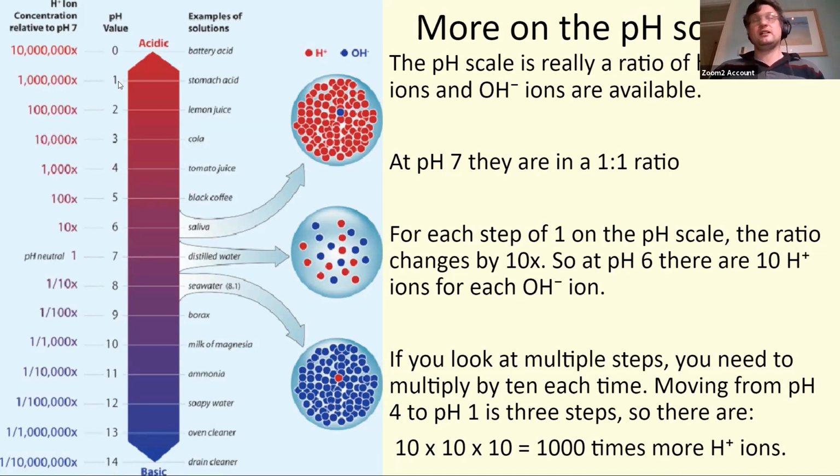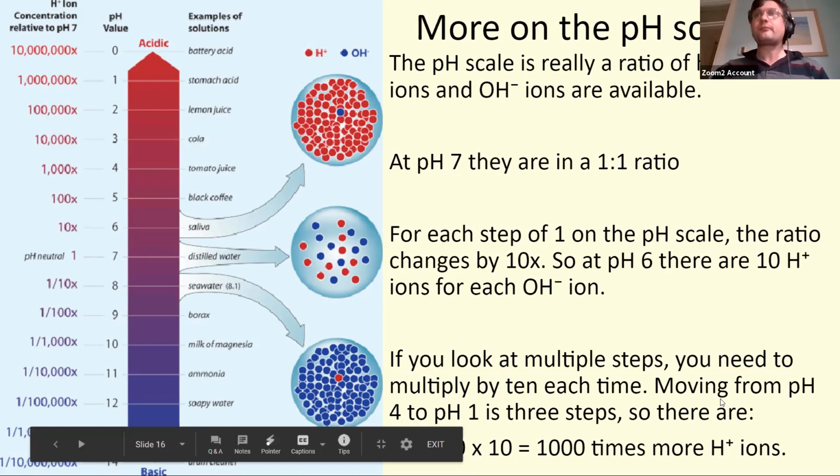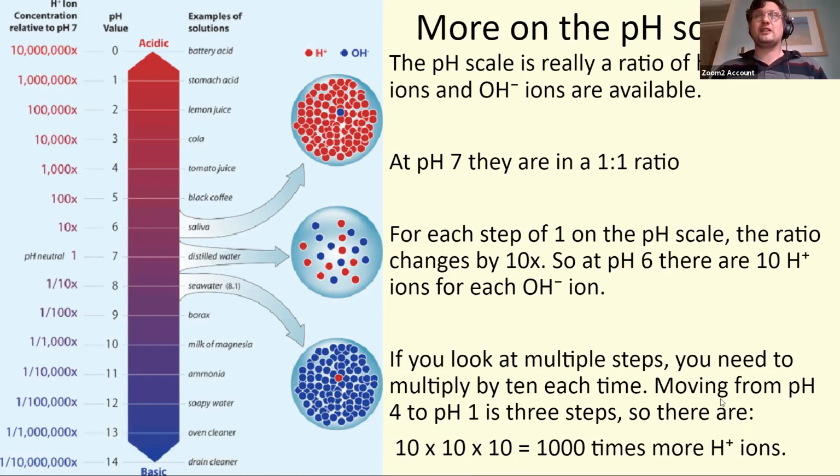And those of you who are doing advanced maths might be much more familiar and just go, well, that's just 10 to the power of 3. That's easy. I've gone 3 steps, so I do 10 to the power of 3. 10 to the power of 3 is 1,000. There are 1,000 times more hydrogen ions.